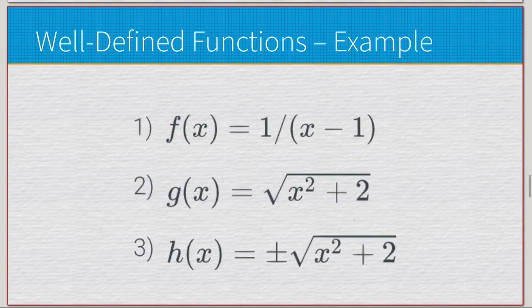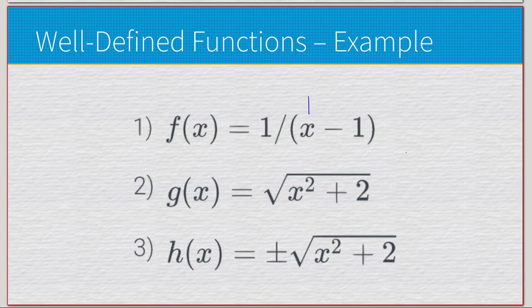So here are three functions. Some are going to be well-defined, some are not. Let's take a look at this first one. We have f of x equals 1 over x minus 1. Right off the bat, there should be something that stands out very clearly here. And that is in the case of if x equals 1, we end up with 1 over 0. And we know that that is not possible. We can't have division by 0.